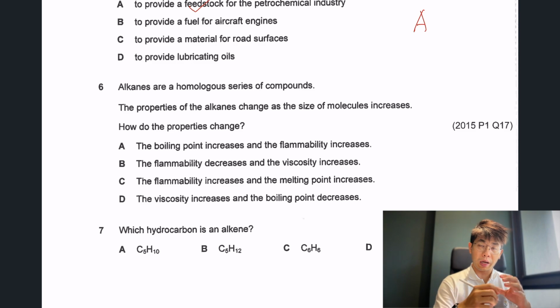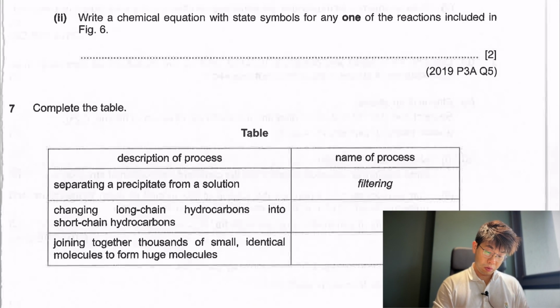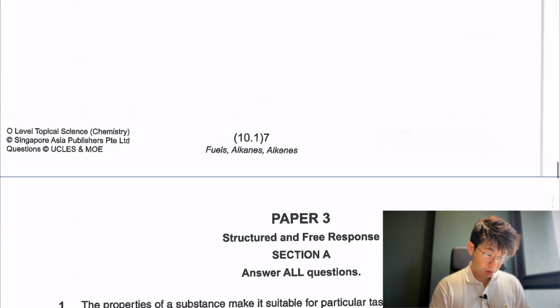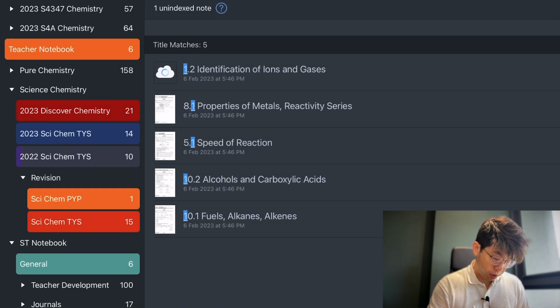Alkane is a homologous series of compounds. Now the sizes of the molecules change. Oh no, what happens is this? What's this? Let me get back.